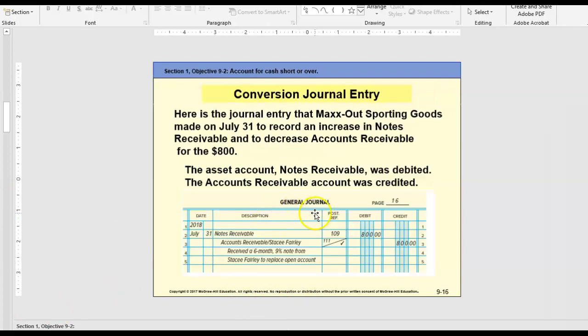So what does that look like? See what this looks like now in the general journal? It's notes receivable because now we're going to pay at a later date, but we still got to take it out of accounts receivable, which is normally a debit. So we're going to put it in the credit to take it out of accounts receivable, and then we're going to put it in notes receivable.